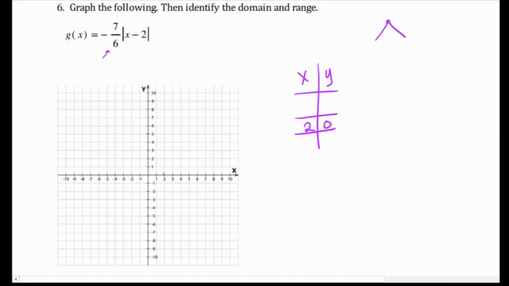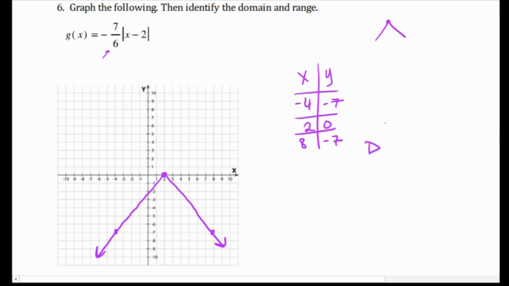So my first point here was at 2, 0. Now I'm going to go down 7 and 6 to the right. So in this one here, 1, 2, 3, 4, 5, 6, I have this point here at positive 8 and negative 7. And then I'm going to go down 7 and to the left 6. So that gives me negative 4, negative 7. And then we should be able to draw our absolute value V here for that function.